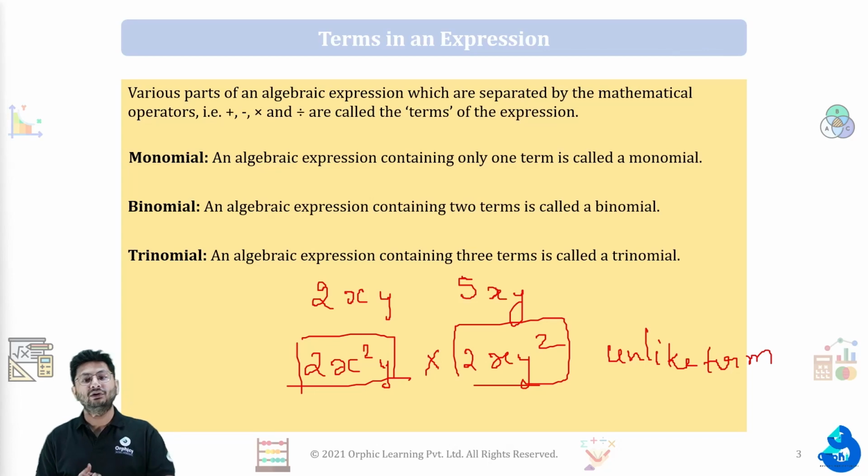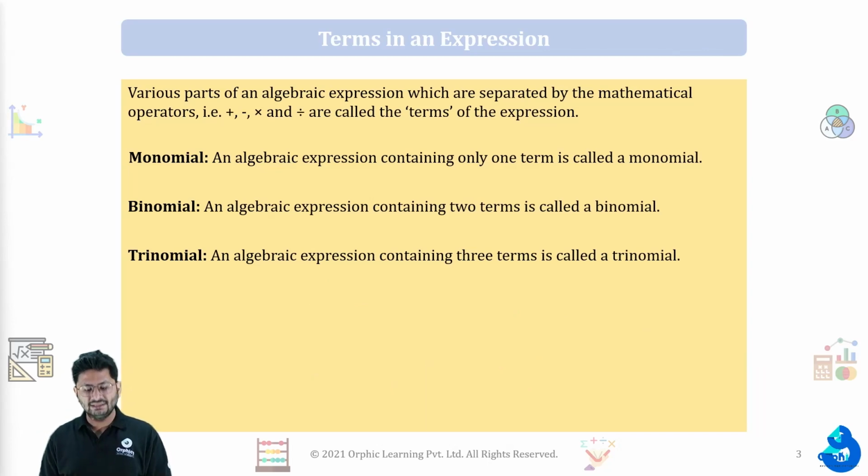अभी हम like और unlike terms क्यों समझ रहे हैं? Because we need to identify whether a polynomial or a algebraic expression is a monomial, binomial, or a trinomial. So the definition goes like this: if in an algebraic expression there is only one unlike term.